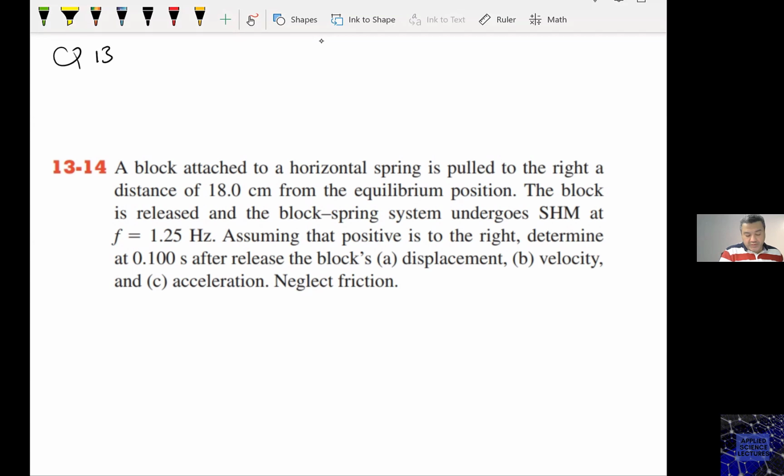Question 13, 14. A block attached to a horizontal spring is pulled to the right a distance of 18 centimeters from the equilibrium position. The block is released and the block-spring system undergoes simple harmonic motion at frequency 1.25 Hz. Assuming that positive is to the right, determine at 0.1 second after release the block's A, displacement, B, velocity, C, acceleration.